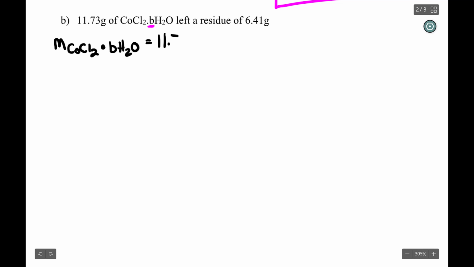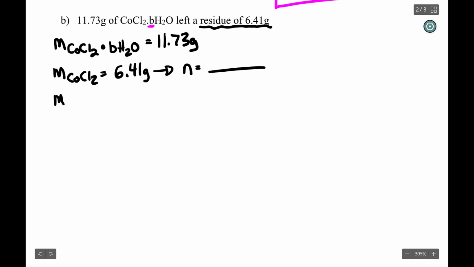So looking at this question, we are beginning with the same two types of information. First of all, we have the mass of the hydrate. So this is a cobalt 2 chloride hydrate. This one is a reddish pinkish color, depending on how concentrated it is as a solution. As a crystal, it's quite red. It's 11.73 grams. We have the mass of the residue, which is the ionic compound of CoCl2. So that's 6.41 grams. We can use this to figure out the moles.